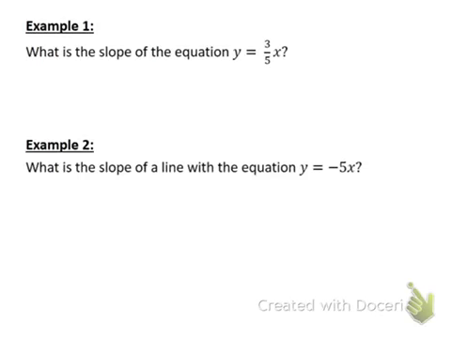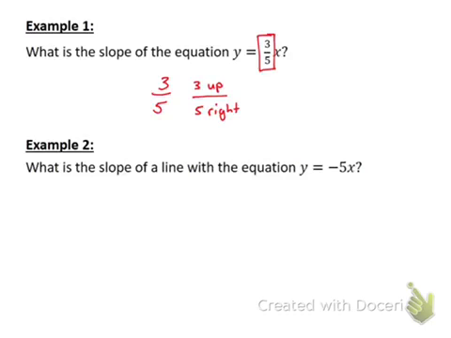So for example 1 and 2, we're starting off really easy here. We're going to talk about what is the slope of the equation y equals 3/5 x. So in this case, we should be able to identify the slope as being our k value or our constant of variation. So it's 3/5. And remember, this tells us that we're going to go 3 up when we go to graph this and 5 to the right from our point that we start from.